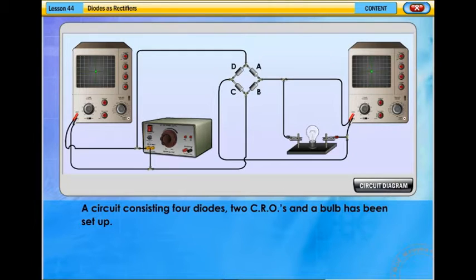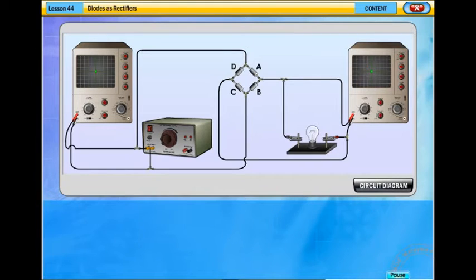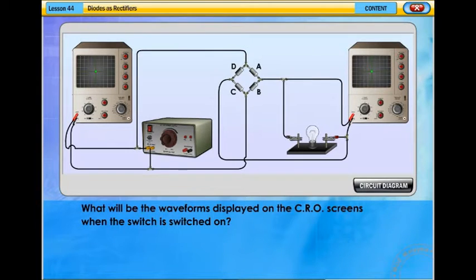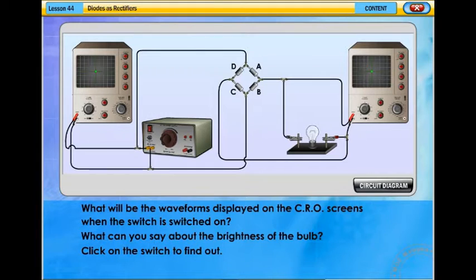A circuit consisting of 4 diodes, 2 CROs, and a bulb has been set up. What will be the waveforms displayed on the CRO screens when the switch is switched on? What can you say about the brightness of the bulb? Click on the switch to find out.